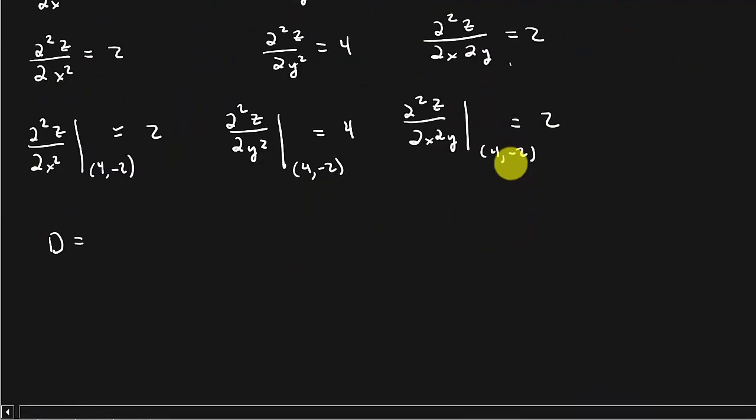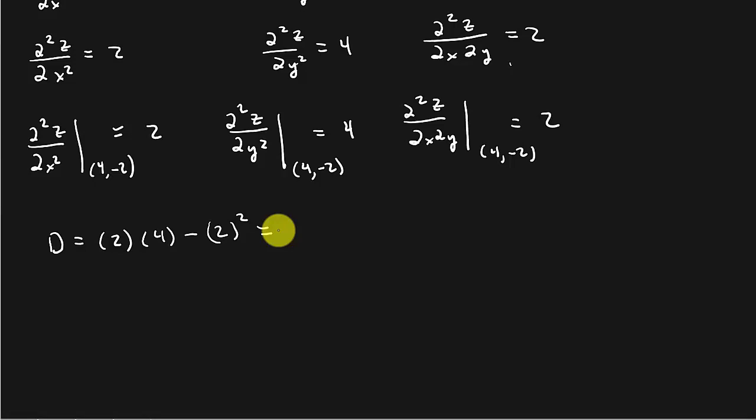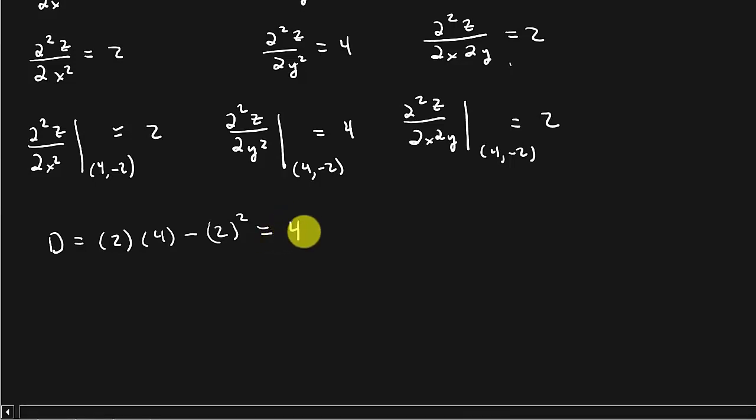All right. So this is going to be the second partial with respect to x, which is 2, times the second partial with respect to y, which is 4, minus the second partial with respect to x and then y, which is 2 squared. And this is going to give us 4. All right. And what are we concerned about? We're concerned if D is positive or negative. We're concerned if the second partial is positive or negative. Well, we can see this is positive, and we can see this is positive.